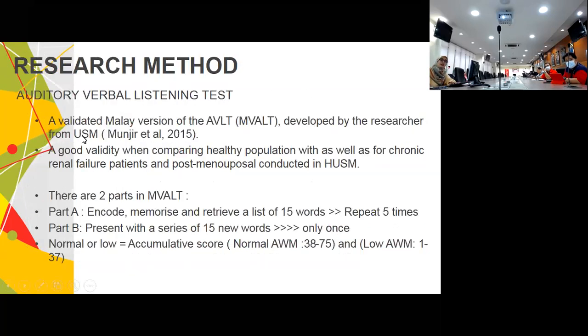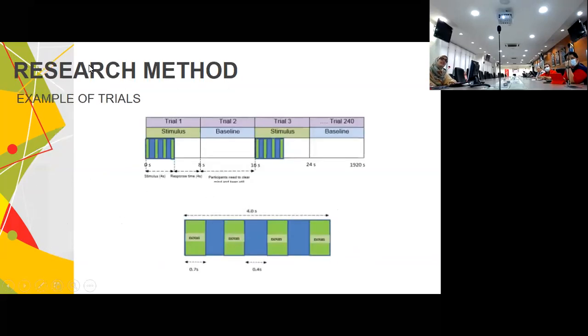Right, so this is the verbal listening test. We will be utilizing the Malay version. It has been validated by Munjir et al., and also reported in Jamaluddin 2007. So there are 2 parts in the MVLT. One is to encode, memorize, and retrieve a list of 15 words, and they need to repeat it 5 times. In part E, they are presented with a series of 15 words only once, and then we categorize them whether they are normal or low, where normal is 38 over 75. So these are the trials.